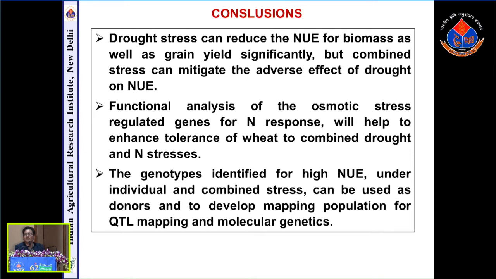Functional analysis of the osmotic stress regulated genes for nitrogen response will help to enhance the tolerance of wheat to combined stresses, and the genotypes identified for high nitrogen use efficiency under the individual and combined stress can be used as donors to develop the mapping population for QTL mapping and molecular genetics.